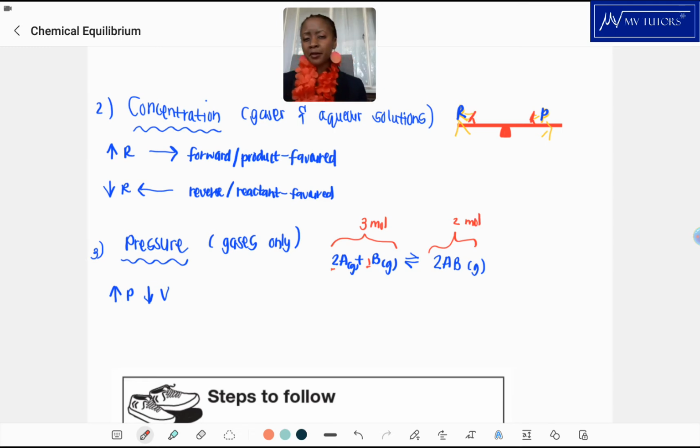Okay, so if you increase pressure, which means that you are decreasing your volume, where will the reaction be favored? In this case, you're going to look at the side that has the least amount of moles. So an increase in pressure will favor the side that has the least amount of moles. Therefore, in this case, the products have the least amount. So this is product favored.